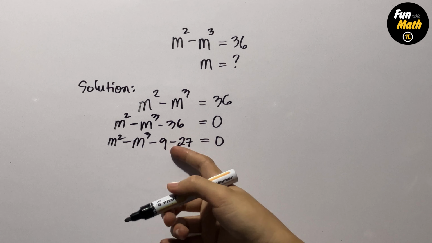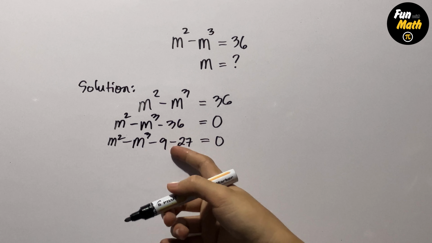Now, there is a purpose why we do this. Because we can write 9 in a power form in terms of 3, and also 27 in terms of 3. So this is now m squared minus m cubed minus 3 squared, 3 squared is 9, minus 3 cubed, 3 cubed is 27, and equals 0.